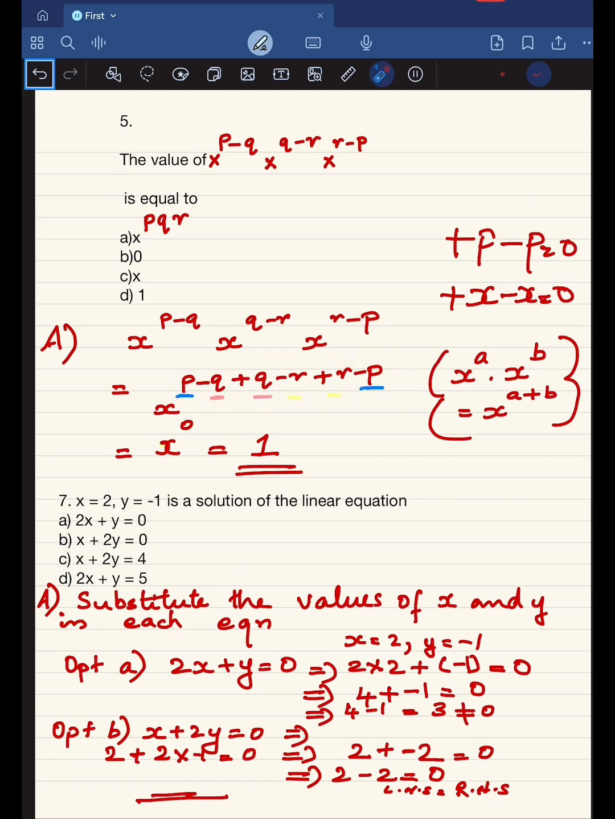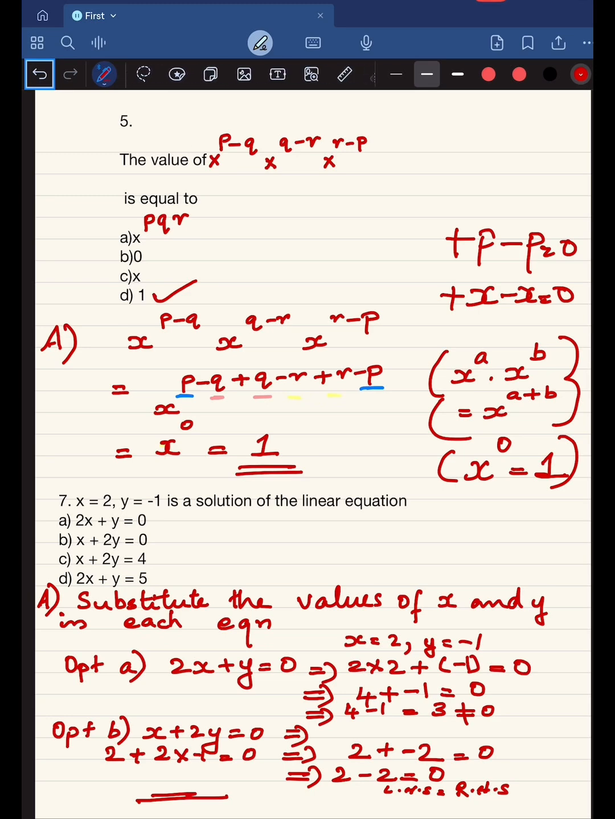So what we got is x raised to 0 is equal to 1, because we know any base with the power 0 is equal to 1. So here x raised to 0 is equal to 1. So which is the option? Option D is the answer. Right? You got it? Okay. Then go to the next question.